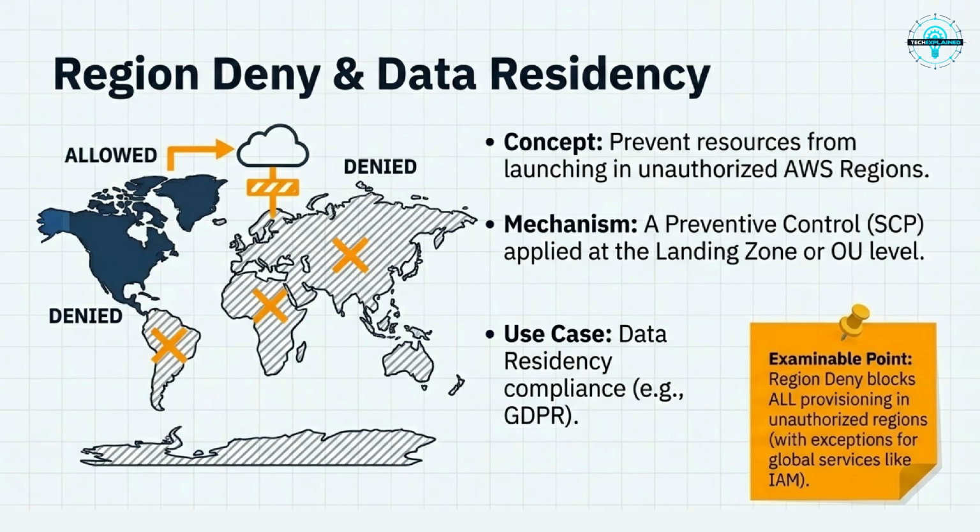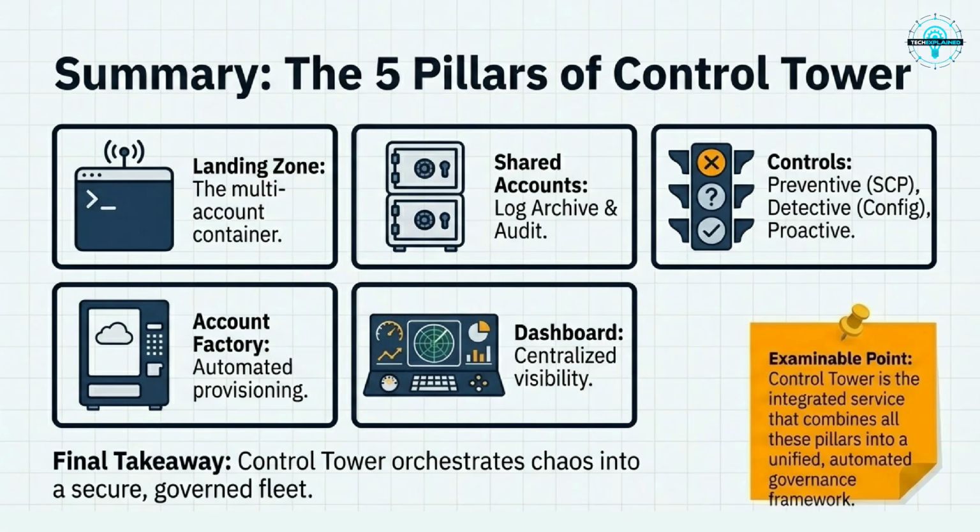On the map, your allowed regions are green, where your teams can work. Your denied regions are red, completely off limits. This is implemented via an SCP applied at the root level, so it affects every account in your organization. For compliance-heavy industries like finance, healthcare, and government, this feature is not optional. It's essential. All right, let's bring it all home.